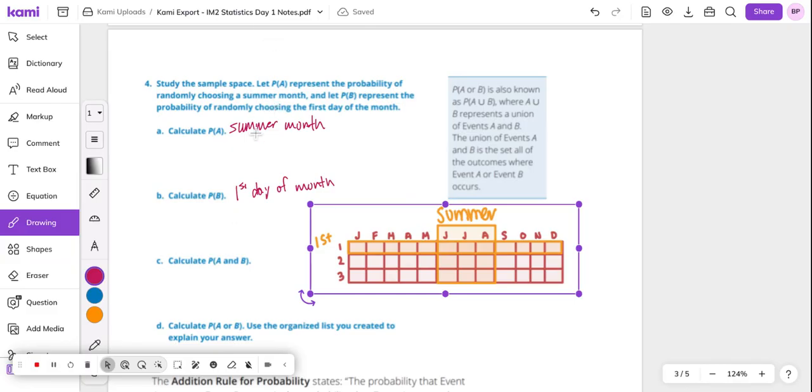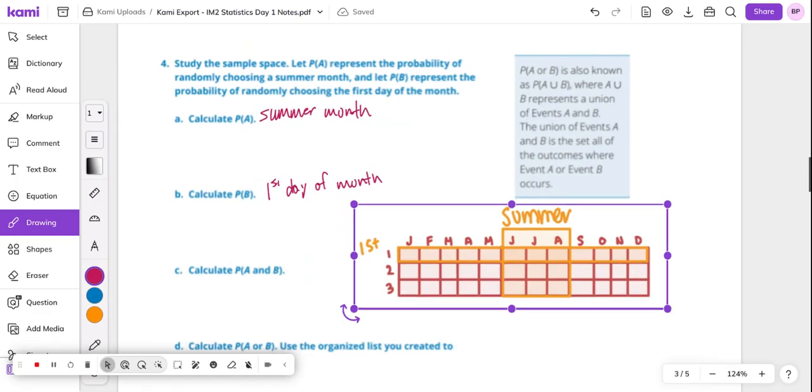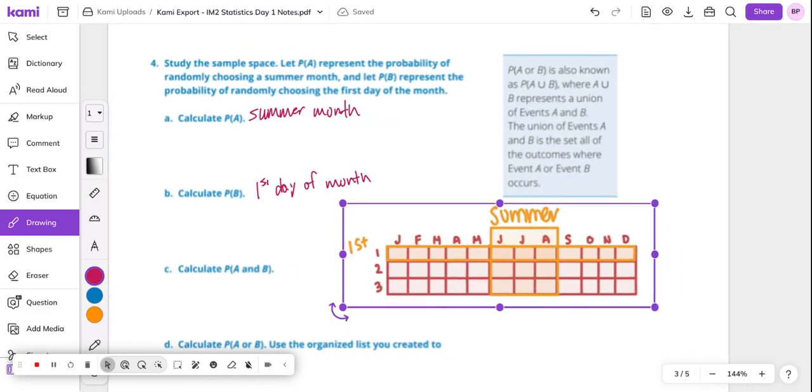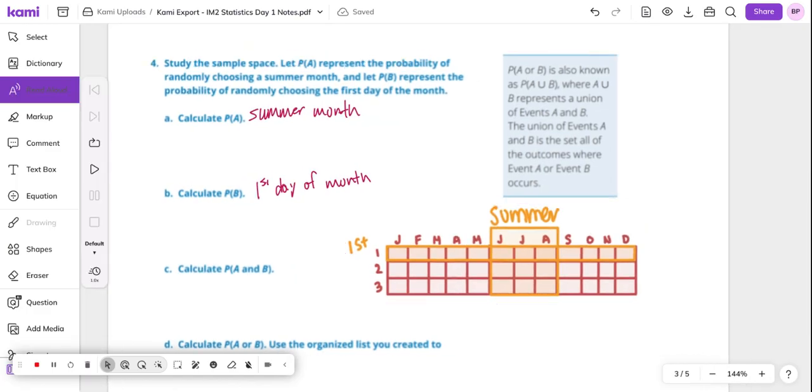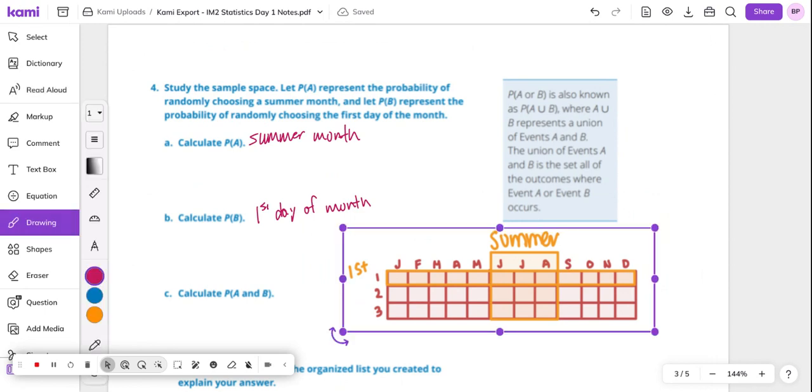All right, so probability of A is going to represent the probability of selecting a summer month. Okay, so how many months are there in the year? There are 12, right? Now, if we define June, July, and August as the summer months, that would be 3 out of 12. So if you were to randomly select a month, what is the probability that it's a summer month? 3 out of 12, which is equal to 1/4 if you reduce, okay?